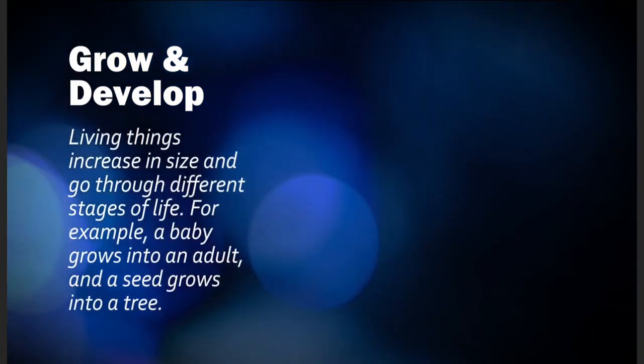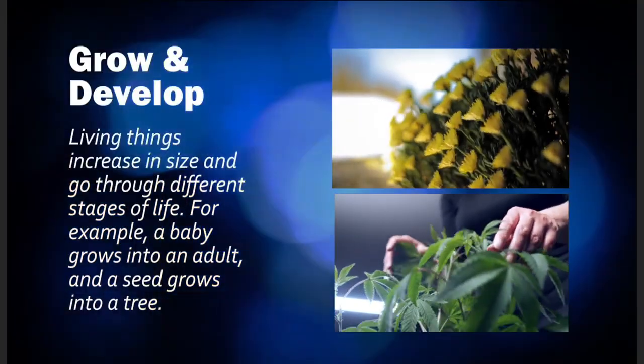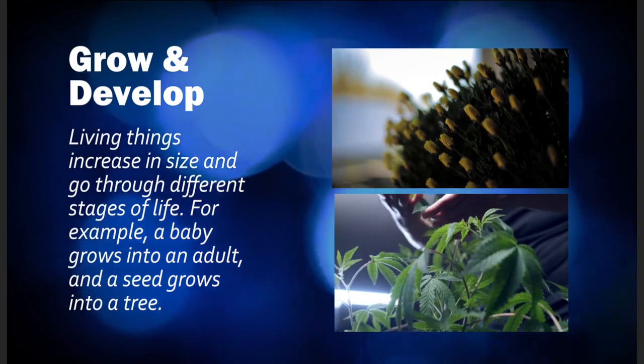Fourth is they grow and develop. Living things increase in size and go through different stages of life. For example, a baby grows into an adult, and a seed grows into a tree.